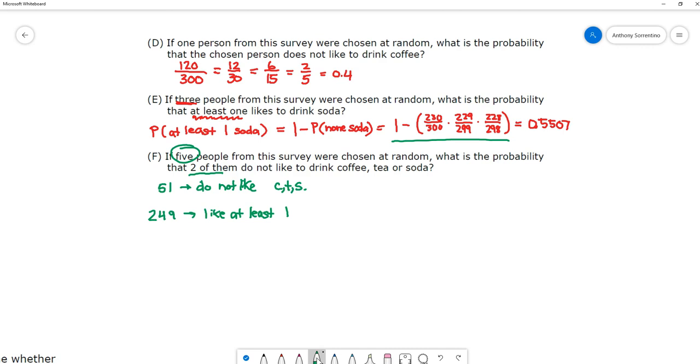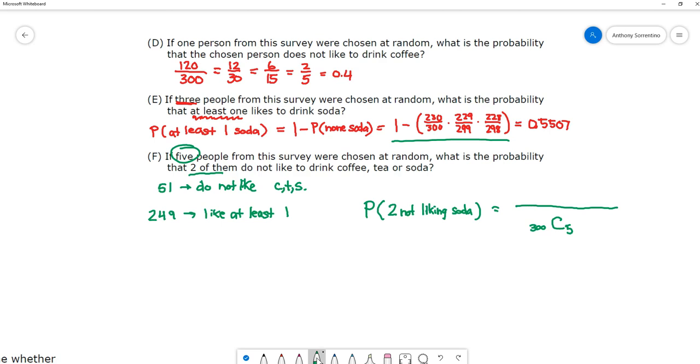It's a pain. But for this, I could say, okay, well, the probability of exactly 2 not liking soda would be obtained from me doing, well, I have 300 people and I'm picking 5. So the bottom number here is going to be the combination of me picking 5 people out of 300.